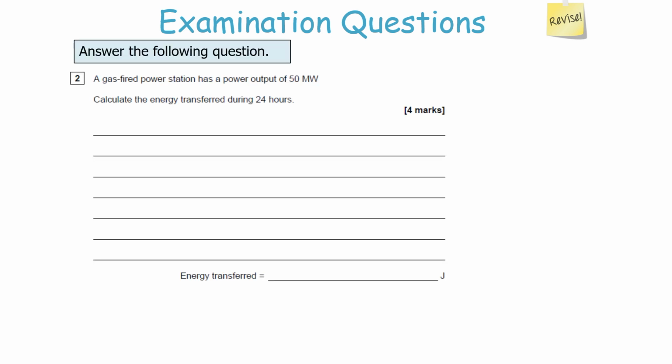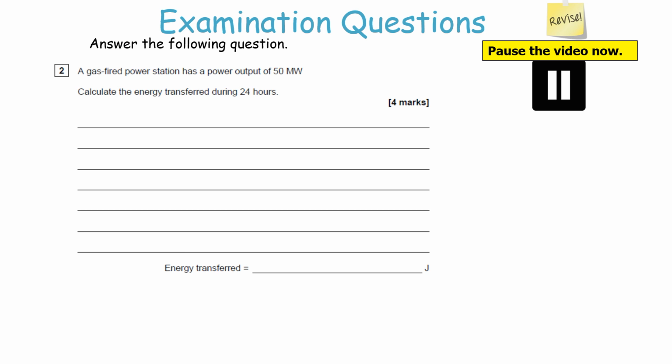The next question says, a gas-fired power station has a power output of 50 megawatts. Calculate the energy transfer during 24 hours. So pause the video now, then unpause the video when you want to go through your answer.